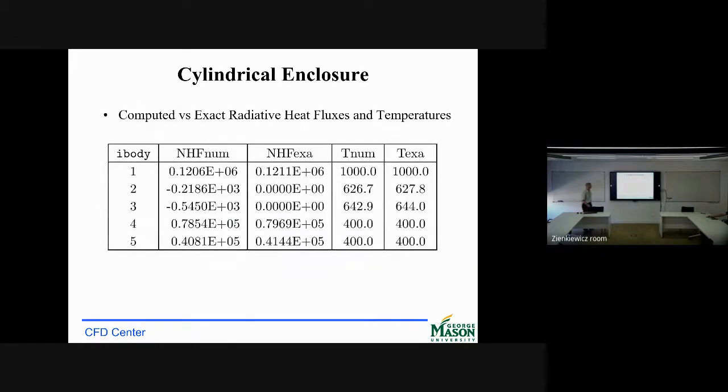And then this would be the exact versus the radiated heat fluxes that were computed. Don't be fooled by these ones here. They should be 0. It's adiabatic. You can see they're 3 orders of magnitude smaller than these. So this should be 0. And this would be the temperature that you get numerically and the exact one. So again, you're very close.